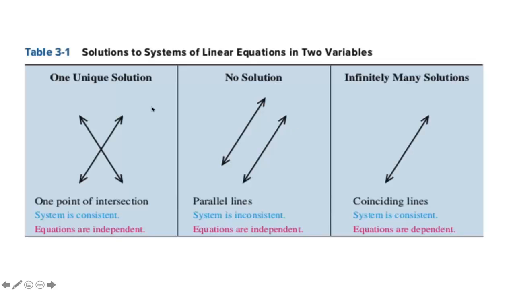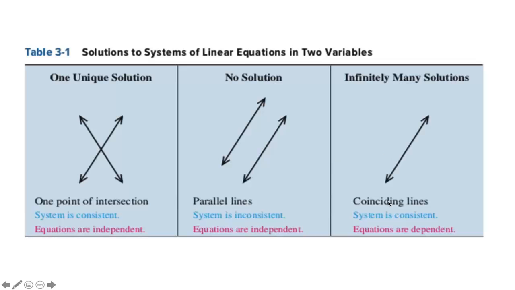So let's see. Again, you have one unique solution. In this case, the system is consistent because there is a solution, and the equations are independent because there's exactly one solution. In the case where there's no solution, the system is inconsistent because there's no solution, and the equations are also independent in this case.